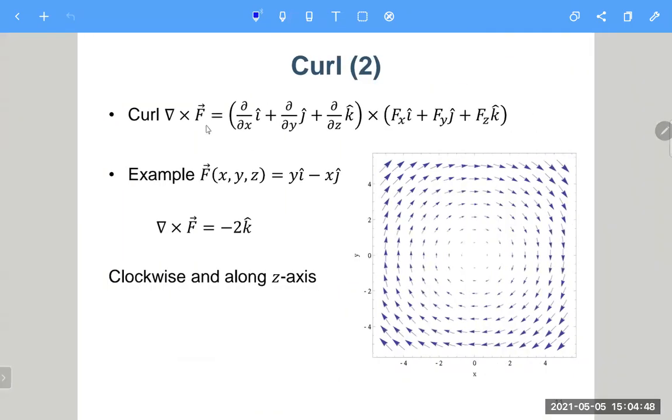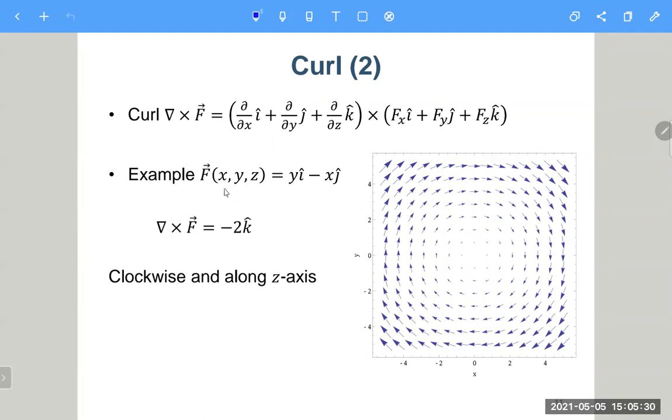Okay, so for the physical meaning of the curl, suppose we have this vector field F(x,y,z). Of course this is the x-axis, this is the y-axis, and we have the vector field as y i hat minus x j hat. It has nothing to do with z, so we can just draw it on the plane. We don't need to draw a 3D graph, for simplicity.